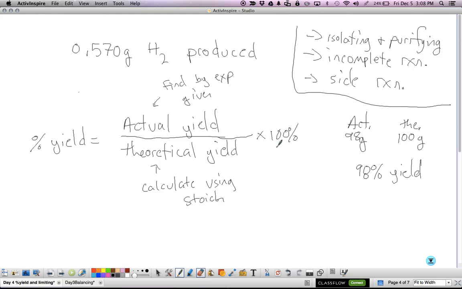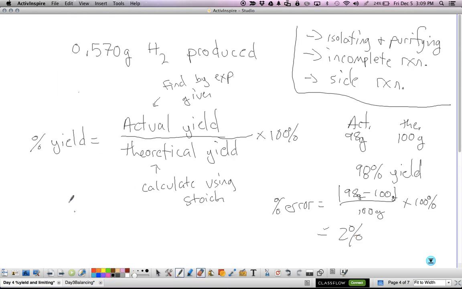Now, what about if I asked you for the percent error? Well, the percent error is going to be the absolute value of 98 minus 100, over 100, and these should all be grams, I apologize, times 100%. Now this is going to be 2%. So if I have a 98% yield, I only have a 2% error. So you'll see that they are related, but they are very, very different.